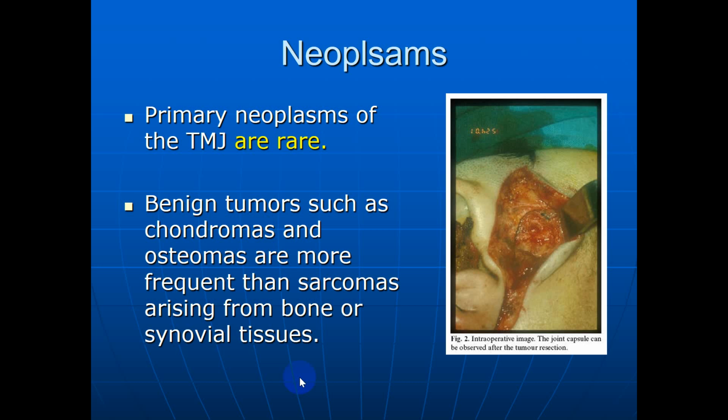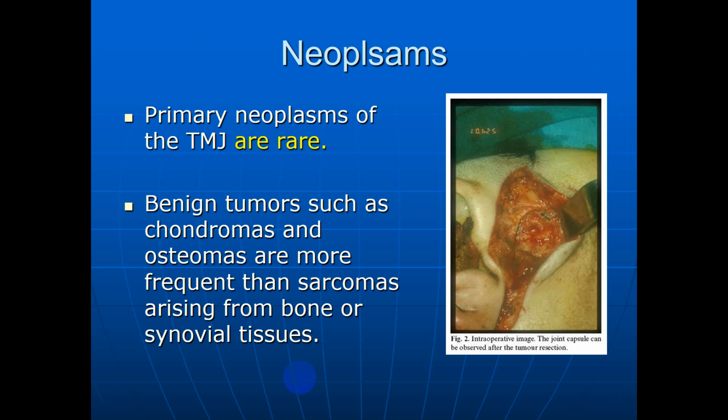Since we are talking about TMJ, the components of the joint will include synovium and bone. So the tumors arising from this kind of tissue will be sarcomas and not carcinomas, because carcinomas arise from epithelium, while sarcomas arise from connective tissue. So if the malignancy arises from bone, then it is called osteosarcoma, as you know. And if it occurs from the synovial tissue, it is also a type of sarcoma.